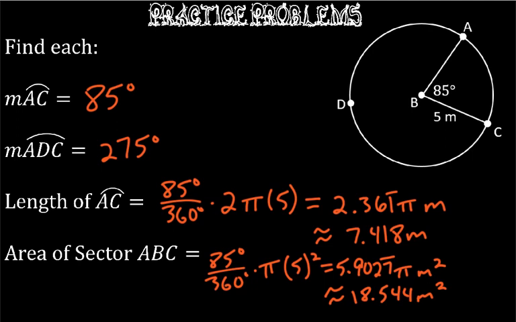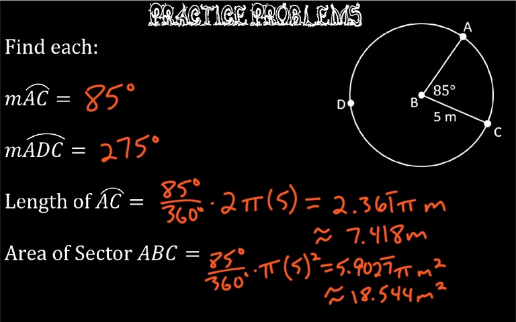So on the first example there, measure of arc AC. What we're looking for is this arc measured in degrees, which is the same as the central angle, so it is 85 degrees. The second one, measure of arc ADC, we know it must be a major arc because we're using 3 letters to name it. That means the measure of it has to be greater than 180 degrees. So what we do there is we do 360 degrees, subtract 85 gives us 275 degrees.